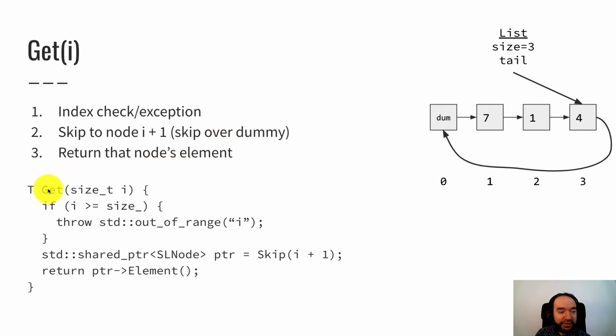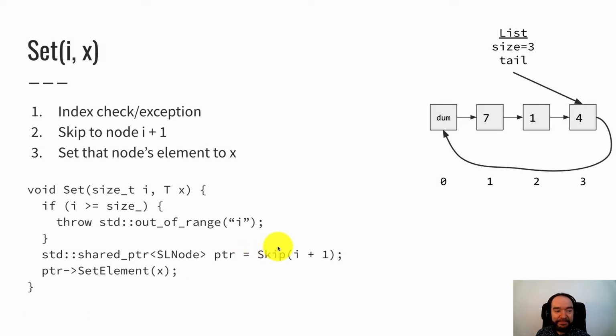So here's the code. Get takes a size_t index i, it returns a T. If i is greater than or equal to size, throw an exception. If we get past that, we skip to index i plus 1. That returns a pointer pointing at the node object that has the element the user wants, and we return that pointer's element.